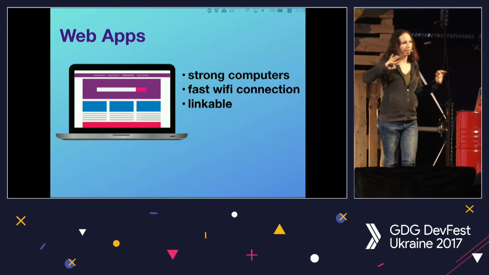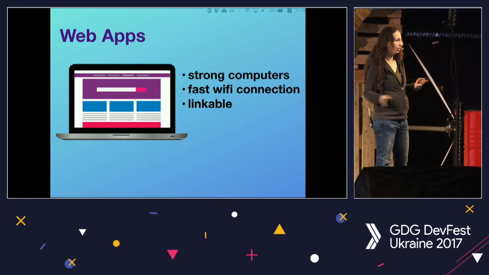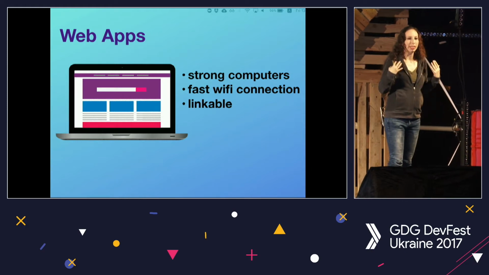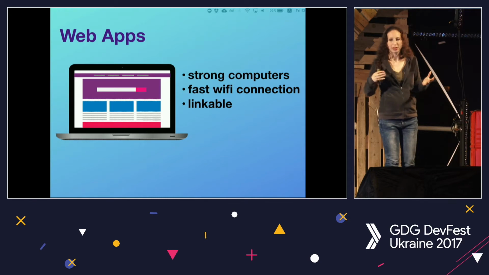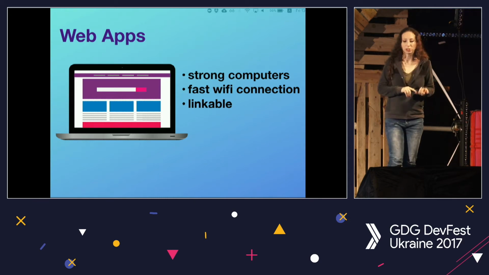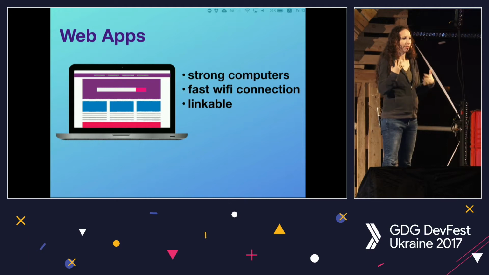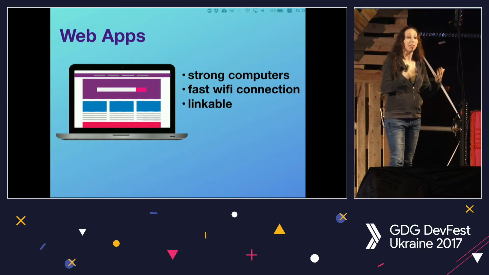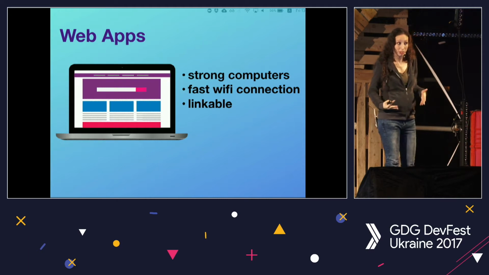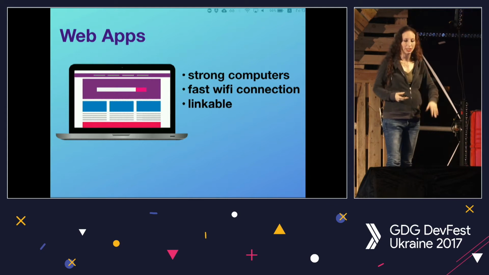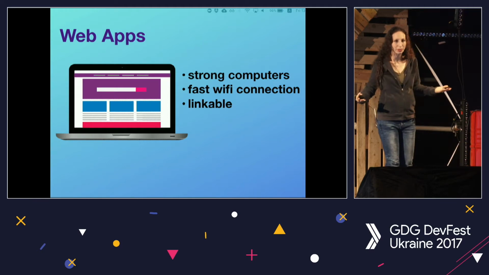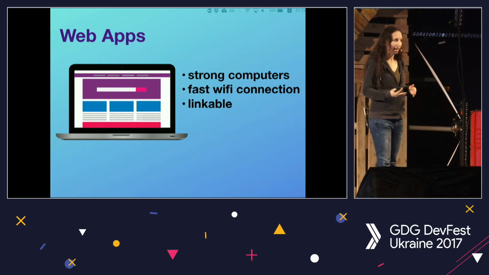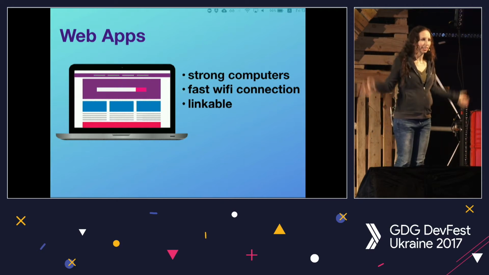So I'll start with web applications. Web applications became really powerful and complex since we have very strong computers that can run these strong applications on the browser. The browsers became stronger and more performant. We have now very fast Wi-Fi connection, internet connection almost everywhere, and we leverage that. So we can send lots of data all the time.